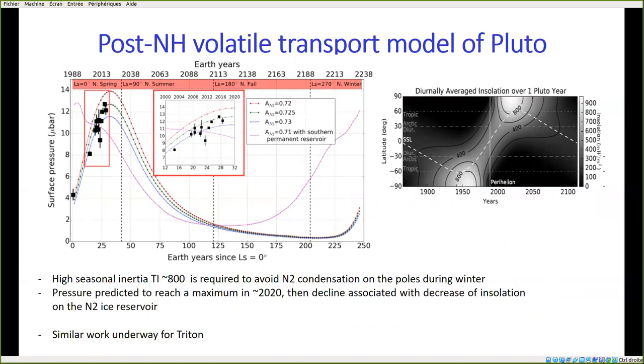The decrease of pressure will occur soon because the subsolar latitude is now going to high northern latitudes, so the insolation on the nitrogen reservoir is starting to decrease. But note that although Pluto is receding from the sun and will be at almost 50 AU from the sun at its maximum distance, there will never be, according to this model, a true collapse of Pluto's atmosphere.